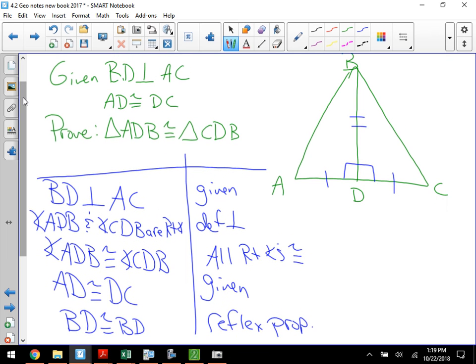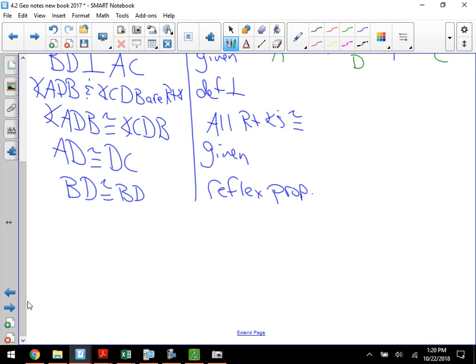And now do you have your two triangles that are congruent? Yeah. Why? Perfect. ABD.